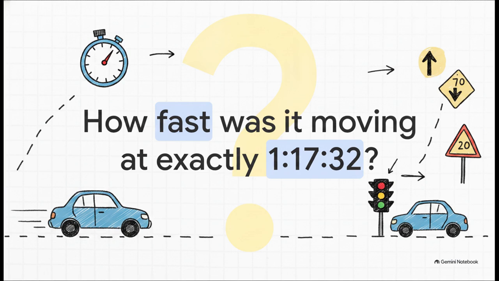But now I want to ask you a much harder question. How fast was that car moving at exactly 1 hour, 17 minutes, and 32 seconds? The answer isn't necessarily 50. Maybe the car was speeding up to 70 or slowing down to 20. Or maybe it was literally at 0 because it was stopped at a red light. So how on earth do we measure speed at one exact frozen instant in time?